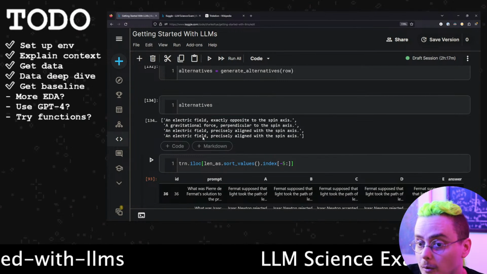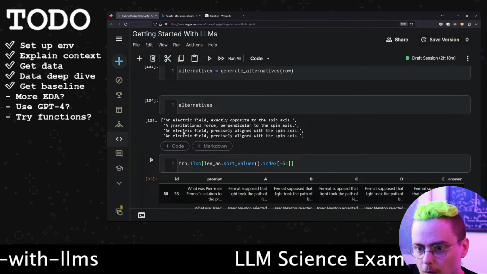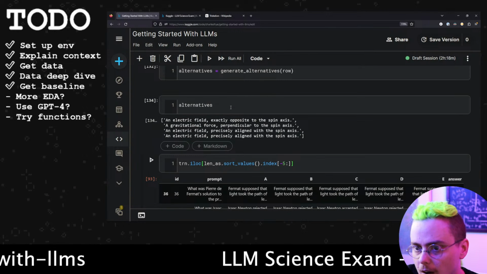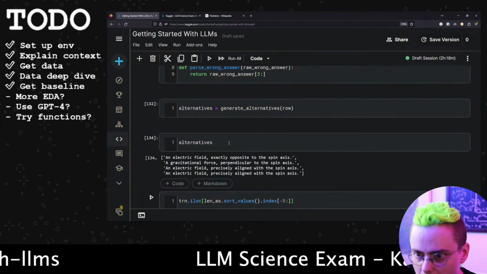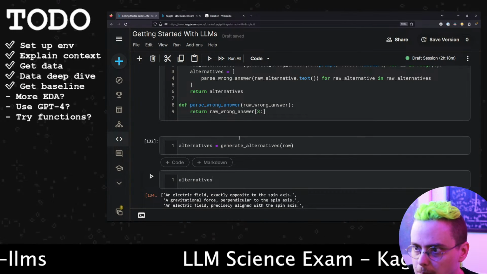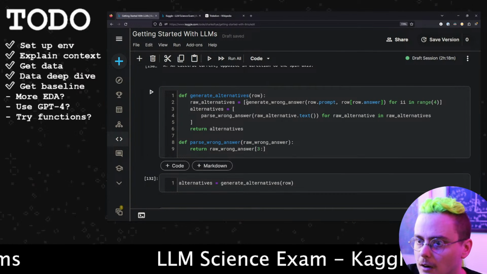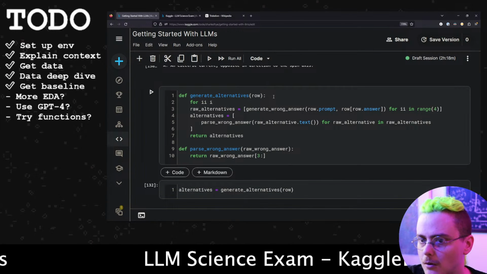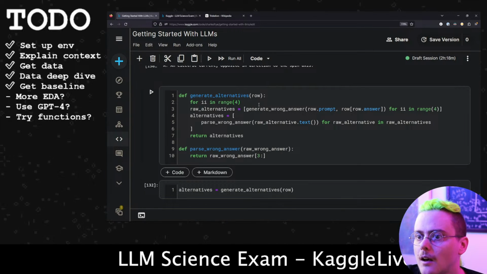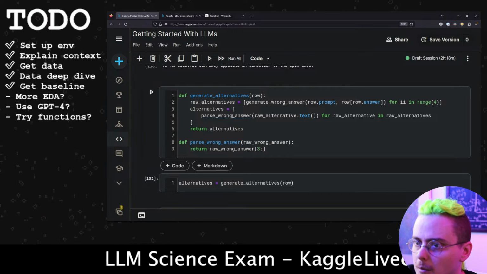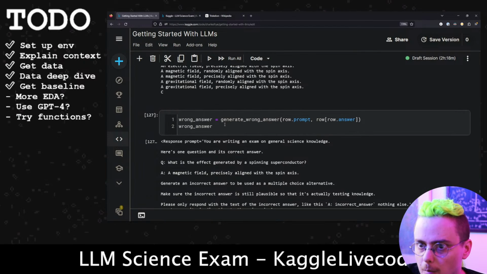Electric field. Okay, so we ran into one of the problems that I suspected we might hit, which is the wrong answer appearing multiple times. That's a bit of a bummer. That's probably going to hit us multiple times. Row dot prompt, row dot answer. Okay, so I think we're going to have to build up the prompt over time. Maybe we should just ask for 4 answers at once and then handle the parsing afterwards.